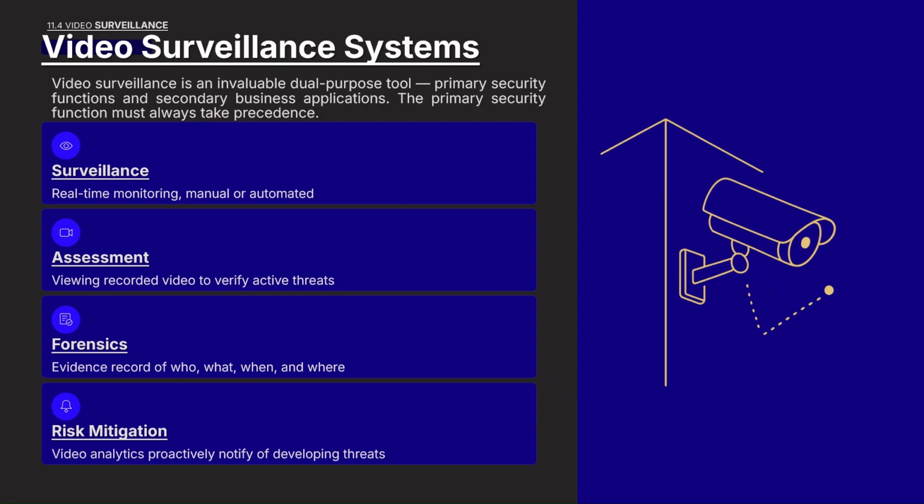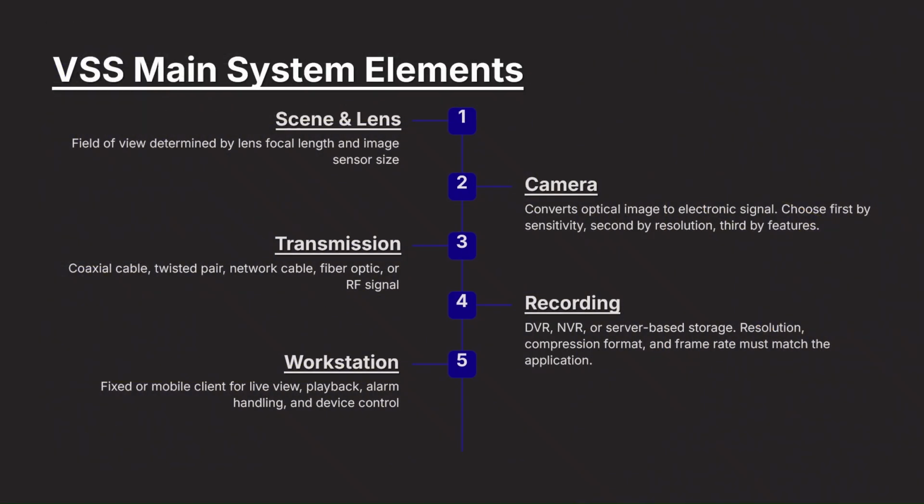Finally, they contribute to risk mitigation by enabling proactive monitoring and early detection of suspicious activity. Together, these functions make video surveillance an essential component of integrated security systems. A video surveillance system consists of several key components working together. First is the scene and lens, which determine the field of view based on focal length and image sensor size.